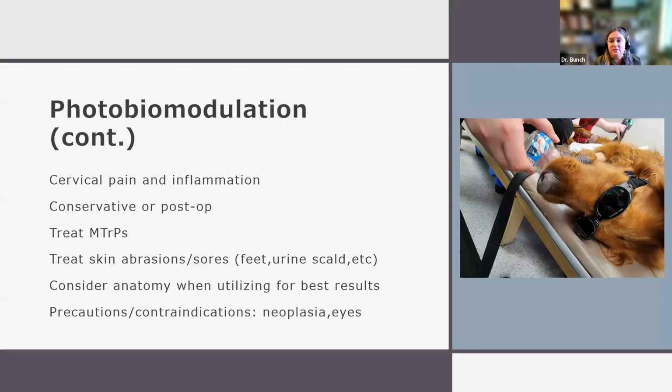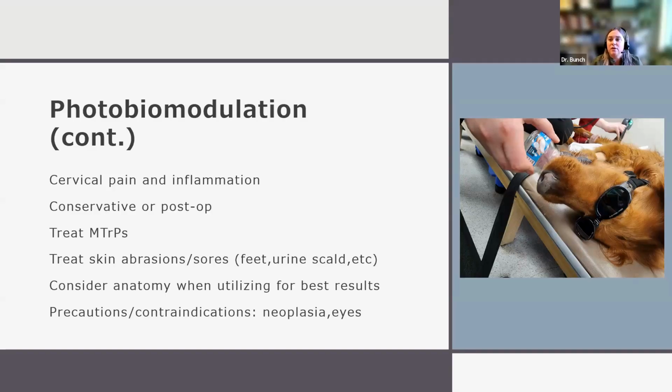Oftentimes, if these dogs have been down or having issues, they may have skin abrasions, sores, so we can use it on those too. The biggest thing I would say with these is that we need to consider our anatomy when we're utilizing laser. Unlike PEMF, one advantage with PEMF is you've got this treatment area. It's the loop as well as the circumference above and below, or diameter above and below the area. So you're treating kind of a wider range during your treatment, and it can also go through blankets or bandages.